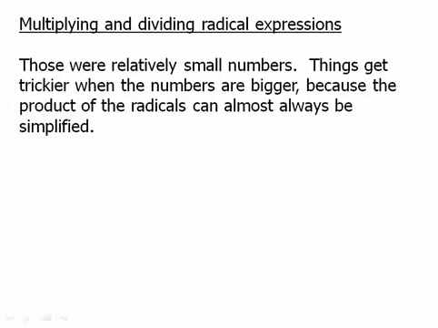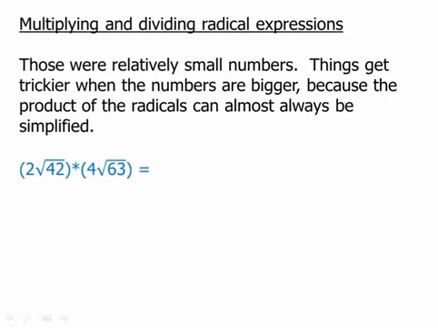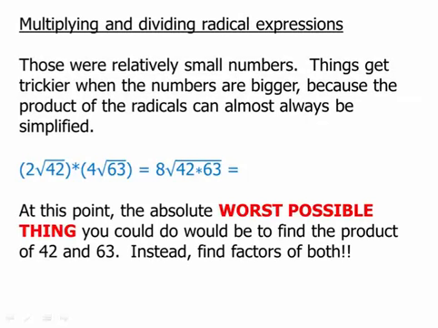Those are relatively small numbers. Things get trickier when the numbers are bigger because the product of radicals can almost always be simplified. So for example, suppose we had something like 2 square root of 42 times 4 square root of 63. Well, of course, the 2 times 4 is 8. That's easy. Underneath the radical, I'm going to have 42 times 63. Well, pause right here. At this point, the absolute worst possible thing you could do would be to find the product of 42 times 63.